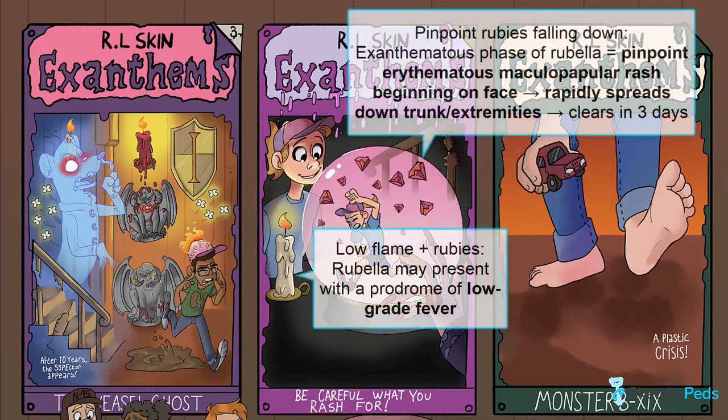In cases where there is an identifiable prodrome, it typically consists of a low-grade fever, illustrated by the low candle giving a luminous glow to the young girl's face. During the exanthematous phase, the defining rash begins as a pinpoint erythematous maculopapular rash, like the pinpoint tips of the rubies, that begins on the face before extending down to the trunk and extremities, like I mentioned, and then beginning to clear after about 3 days.